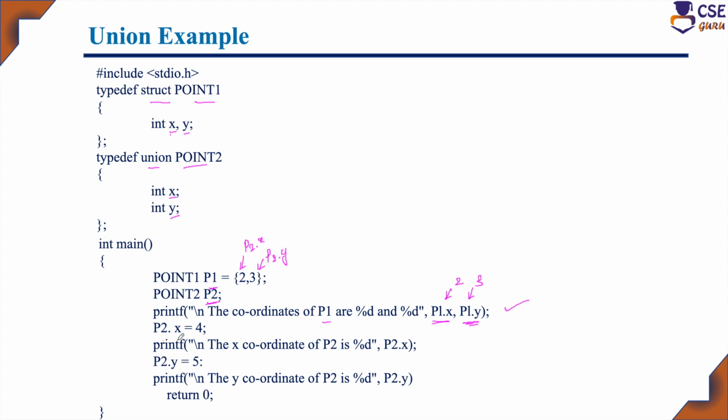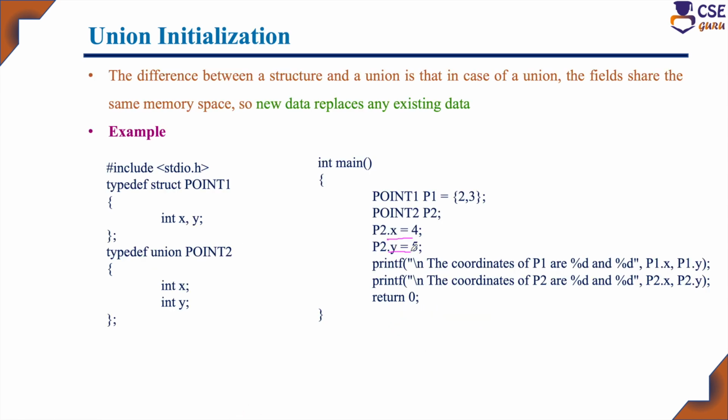Okay, now p2.x you are updating as 4. Immediately if you ask to print, it will print 4, p2.x. Then if you initialize p2.y with 5, now p2.x equal to 4 will be replaced by p2.y equal to 5. This existing data will be replaced by this current data. Okay, now if you ask to print, it will print 5. Can you understand the difference? Here, continuously you are updating the value without asking to print immediately. Here you have updated the value p2.x and again immediately you have updated the value p2.y.